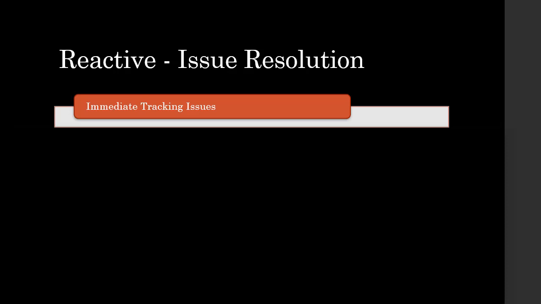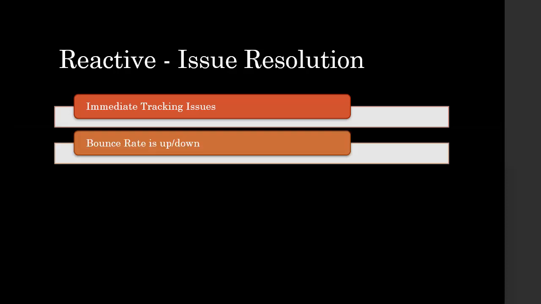It can go even deeper. This is crisis mode. Your tracking just rolled out. You do not know if it's working fine or not. You'll need to conduct analysis to resolve that issue. Tracking might be broken. Bounce rate is up and down. Very common question: our bounce rate is up. Our bounce rate is down.